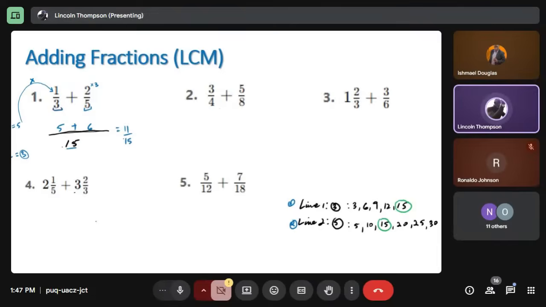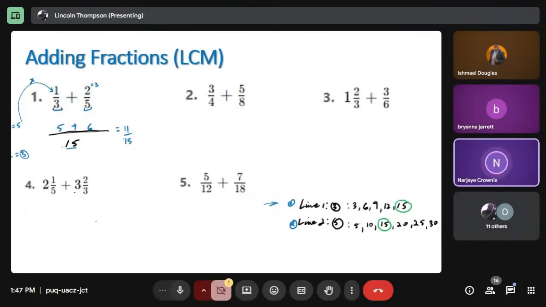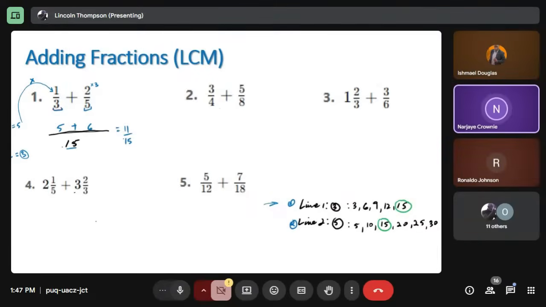If it's just one row of numbers, can we find a common multiple? Yes. How would we do that? Let's say we're just looking at line 1 by itself. Now we have to pay attention to the word common. What does the word common mean? Common means the thing that is in line 1 and line 2.